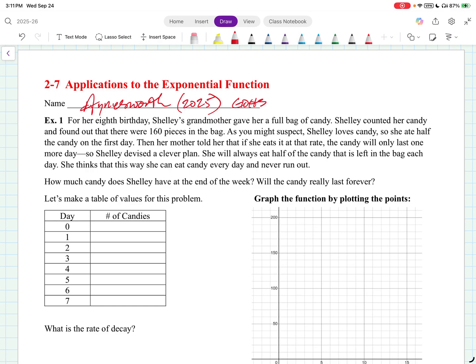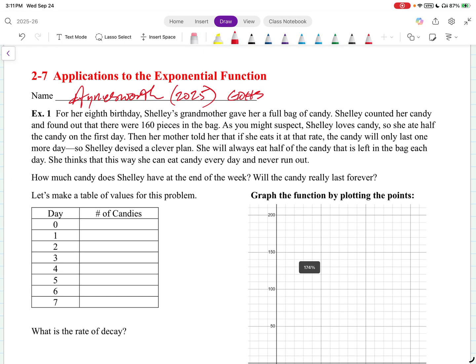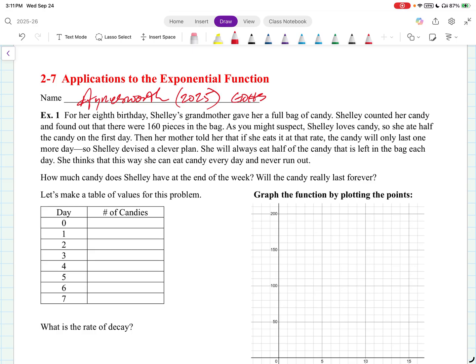This is Mr. Ainsworth here at Great Oak High School in Temecula, California, and we're going to get into the application of some exponential functions here. In the previous lessons, we talked about exponential growth and decay, and guess what? Here we are going to apply them. But before we get started, we need a calculator. So we've got to go over how to split screen.